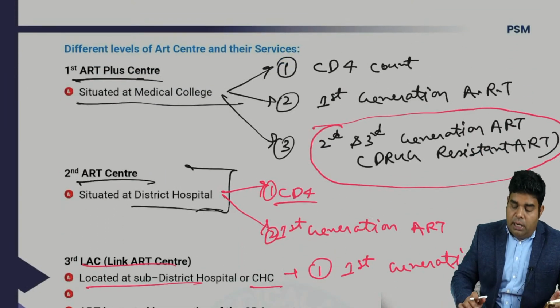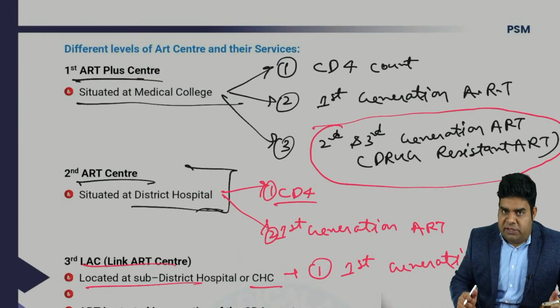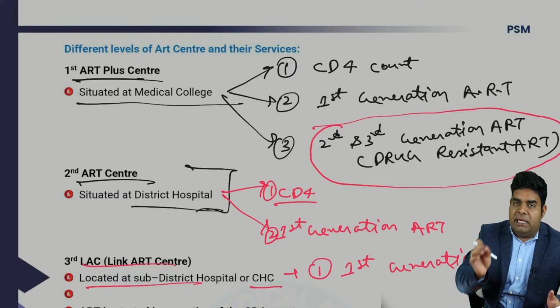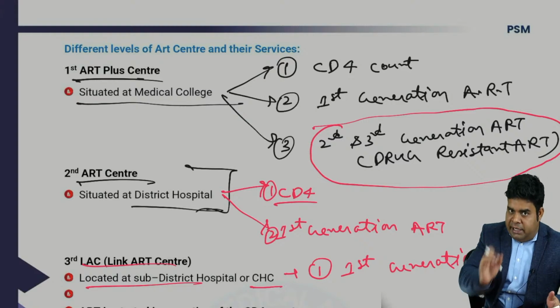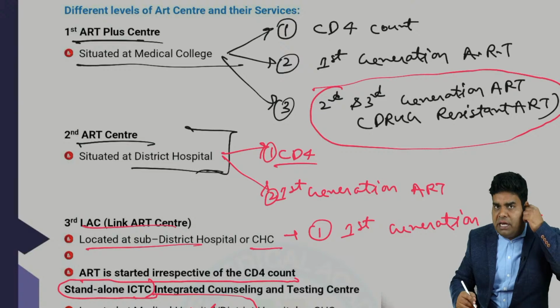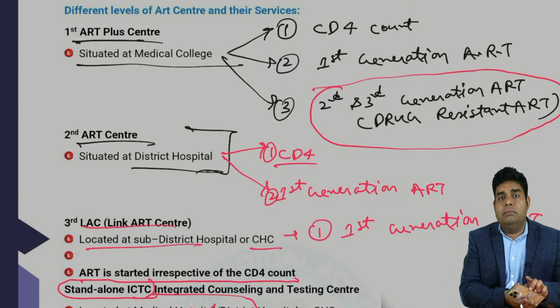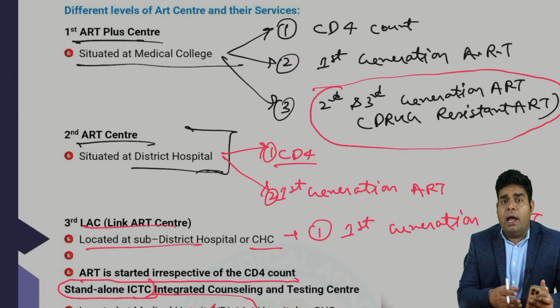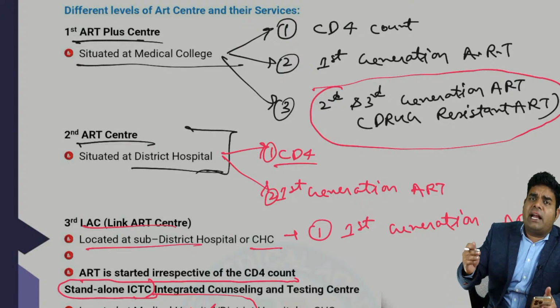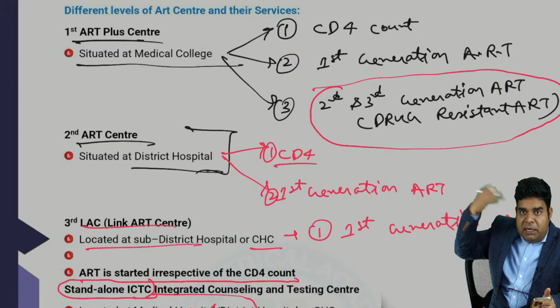And how do we provide the medicines for HIV? To provide the medicines, we have ART Plus Center, ART Center, Link ARTs. ART Plus Center is at Medical College, where we give 3 facilities: CD4 count, first generation ART. First generation ART means given to those patients who are not drug resistant, and second, third generation ART. This is ART Plus Center.